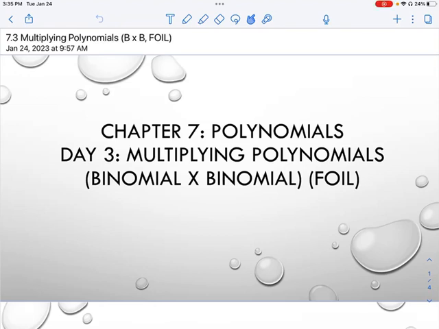Right, here we are still in chapter 7, day 3. So we're still working with polynomials. This time we're going to be multiplying polynomials still, but this time we're going to do binomials times a binomial.